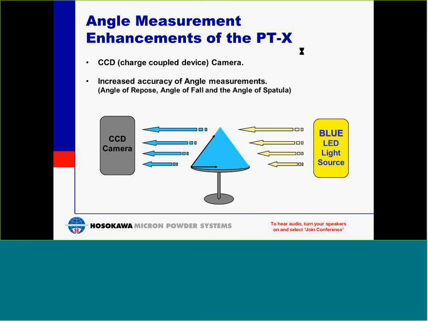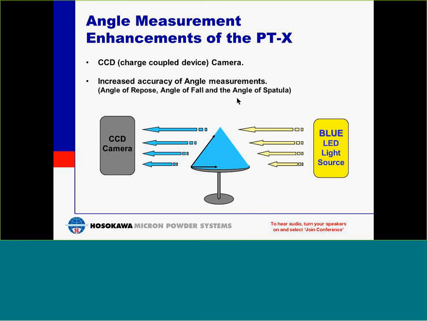In addition, it can be set up such that you can look at either one tilt angle or you take the average. In most cases, when you take the average between the two angles, you're getting a more accurate determination of the angle. So angle of repose, angle of fall, and angle of spatula are those critical values, with no subjectivity. This gives you an idea of what we're talking about. Backlight, then the camera, located unfortunately outside of the screen here, but it's taking the picture. Once it is taken, we binarize it, so we work with black and white, and we then determine the angles.